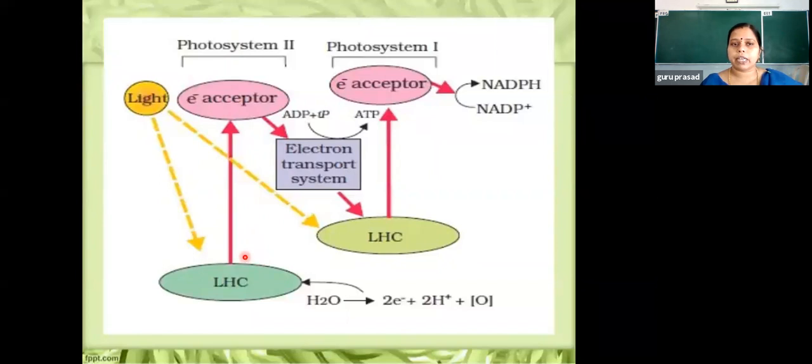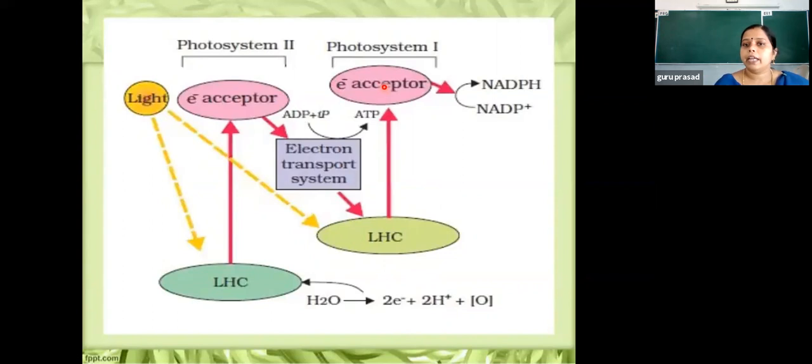So this gets excited when light falls on it and transfers the electrons to the primary acceptor. This primary acceptor again transfers the electrons to the electron transport system. While transferring the electrons, it utilizes ADP plus inorganic phosphate and produces an ATP molecule. Then the electron transport system transfers the electrons to the LHC of photosystem 1. Meanwhile, the light also falls, of which nanometer? 700 nanometer, on the LHC of photosystem 1. So as a result of this, the LHC becomes excited, the pigment molecules become excited and transfer the electrons to the primary electron acceptor of photosystem 1.